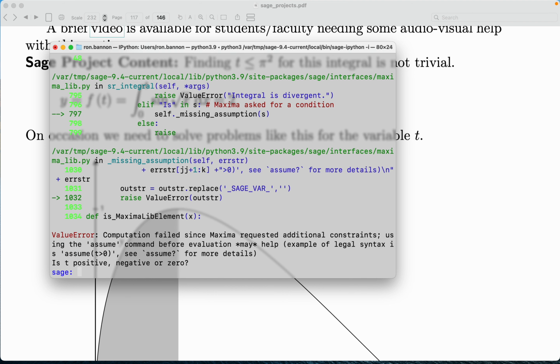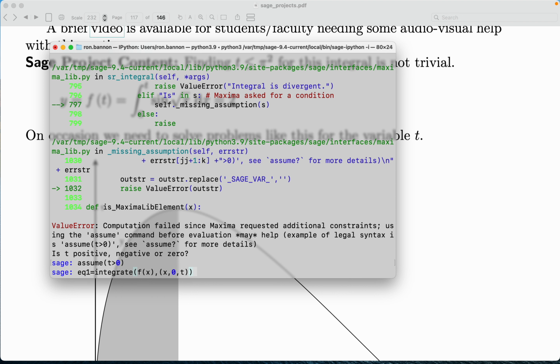And I'm getting error after error, but I notice it says computation failed since maximum requested additional constraints. Using the assume command before the evaluation may help. Blah, blah, blah. What did they say? Assume t is greater than 0. So let me write that down first. Assume, and I'm going to put this down over here: t is greater than 0. And let me try that again.